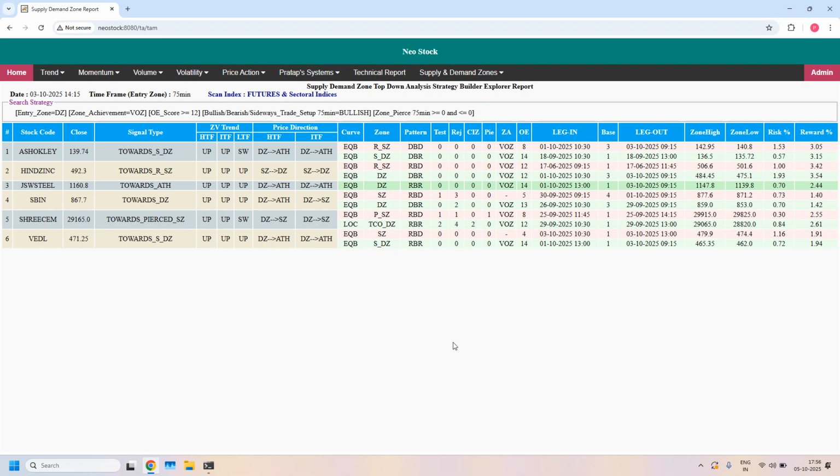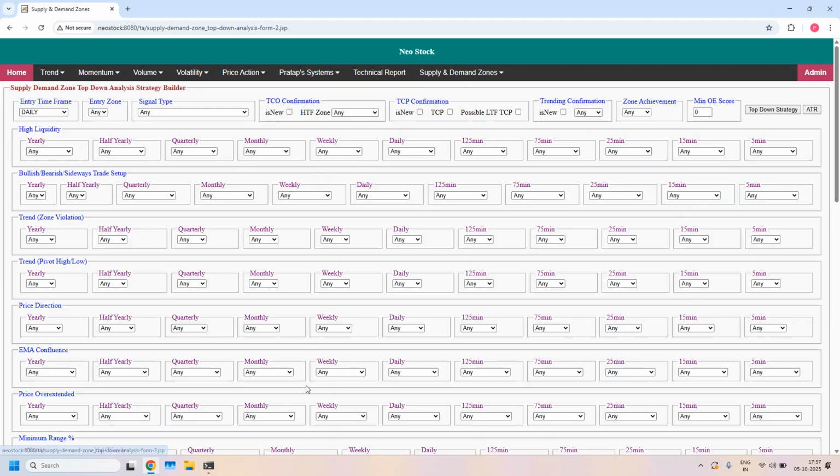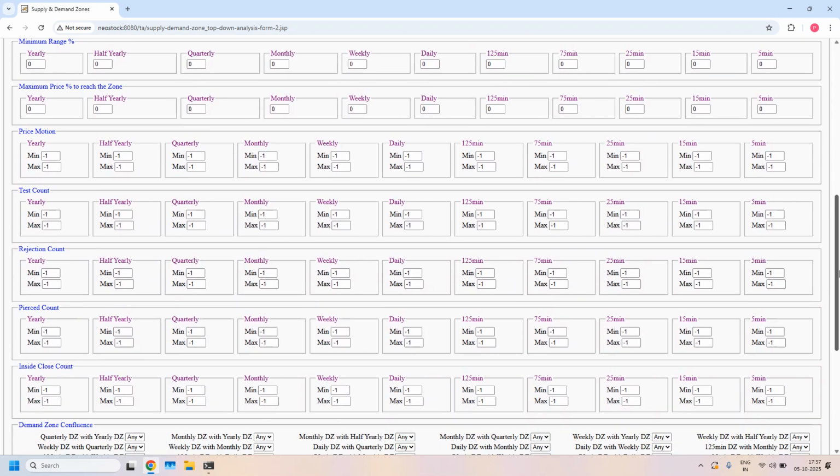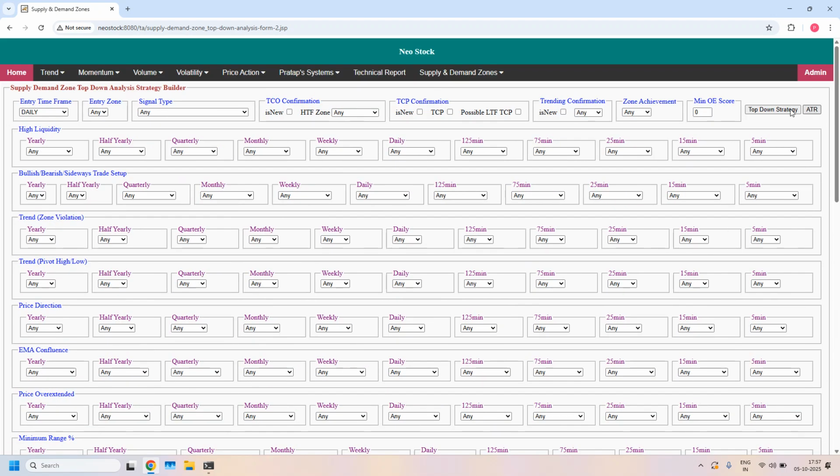Out of these 6 75 minutes demand zones, let us identify high probability trade setup 75 minutes demand zones based on different zone confluence and EMA confluence strategies that we learned in lesson 27. First filter is LTF and ITF demand zone confluence. That is 75 minutes and daily demand zone confluence. Let us apply the filter on those stocks.